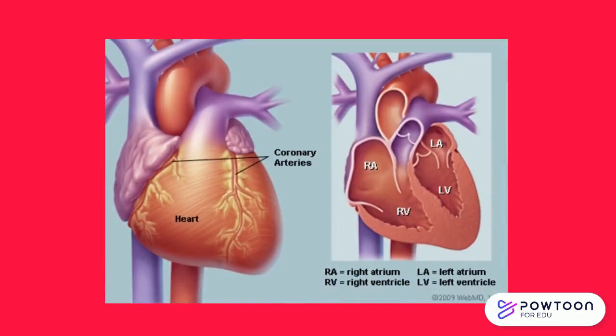The heart is divided into 4 chambers, 2 atria and 2 ventricles. The right atrium receives blood from the veins and pumps it to the right ventricle. The right ventricle receives blood from the right atrium and pumps it to the lungs. The left atrium receives oxygenated blood from the lungs and pumps it to the left ventricle, and the left ventricle will then pump oxygen-rich blood to the rest of the body.